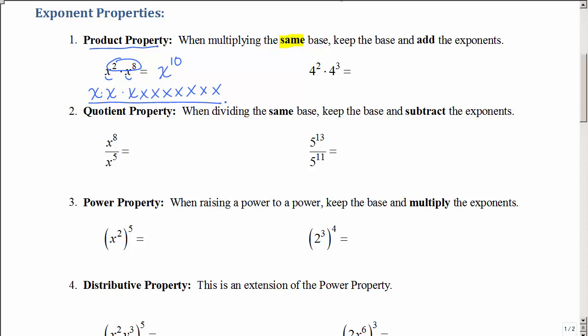So it works the same thing for the numbers. You keep the base, which is 4, and add the exponents. Alright, we're not going to multiply that out, it's kind of big, we're just going to keep it as 4 to the 5th power.